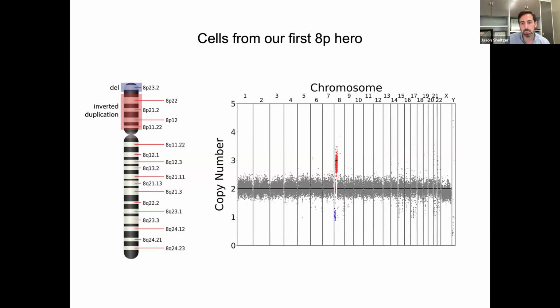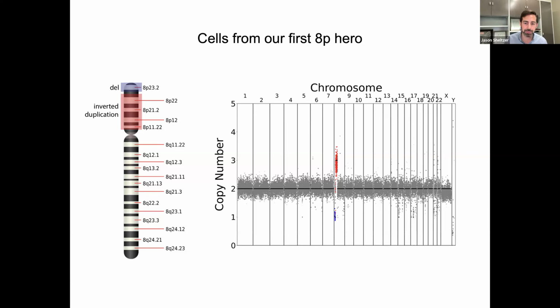Our goal was to eliminate this rearranged copy of chromosome 8 in these cells and then restore a normal euploid set of chromosomes, which we could then use to do a number of experiments, like I previously mentioned.